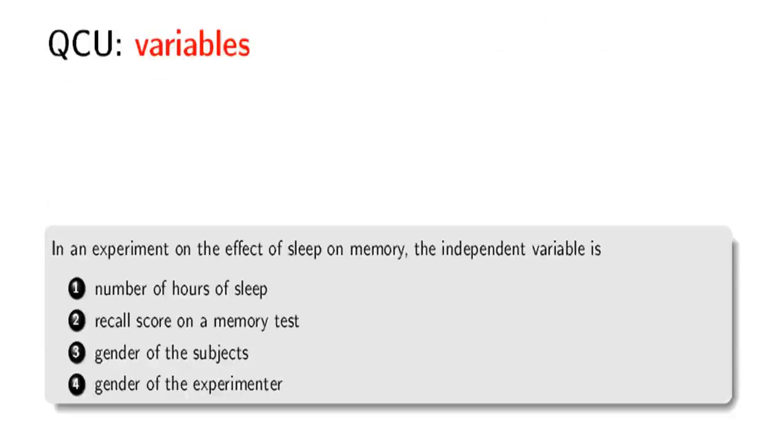Next question. In an experiment on the effect of sleep on memory, the independent variable is: 1. Number of hours of sleep. 2. Recall score on a memory test. 3. Gender of the subjects. 4. Gender of the experimenter.